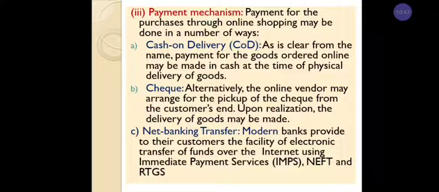Next we have net banking transfer. You can directly transfer the amount from one account to another account. Here one account means the customer account and the other is the online vendor account. We have various payment services like NEFT, that is National Electronic Fund Transfer. You already learned this in the fourth chapter. And also IMPS and RTGS. RTGS means Real Time Gross Settlement. It takes only a fraction of a second to pay the amount or price to the online vendor. It is called net banking transfer.